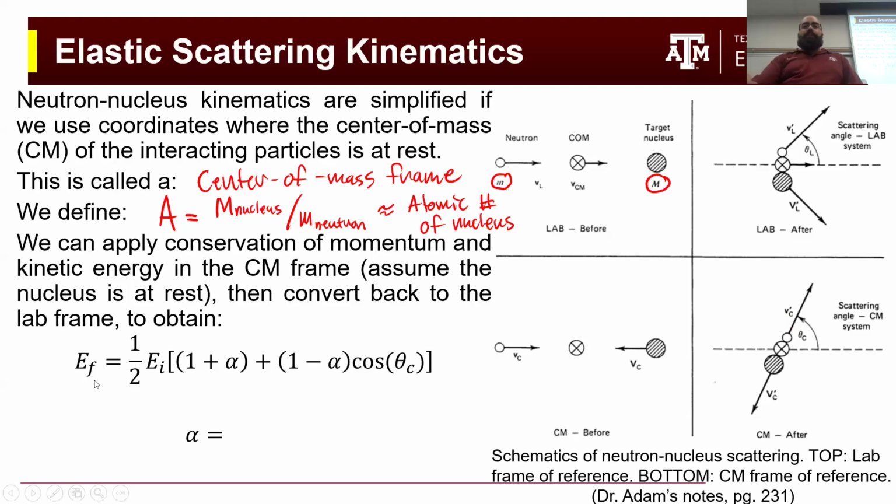So the final energy of the neutron is going to depend on its initial energy. It's going to depend on that scattering angle, and it's also going to depend on this parameter called alpha. And by definition, alpha is just that big A minus 1 over that big A plus 1, and this whole thing is squared.